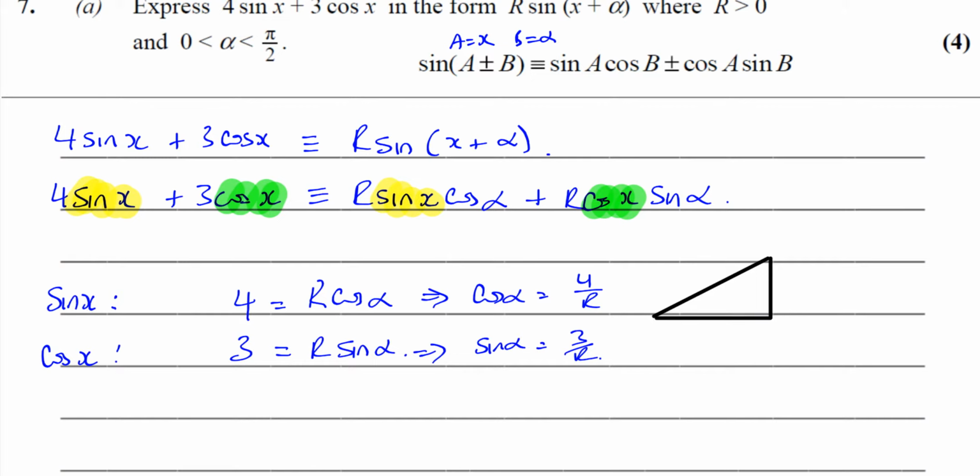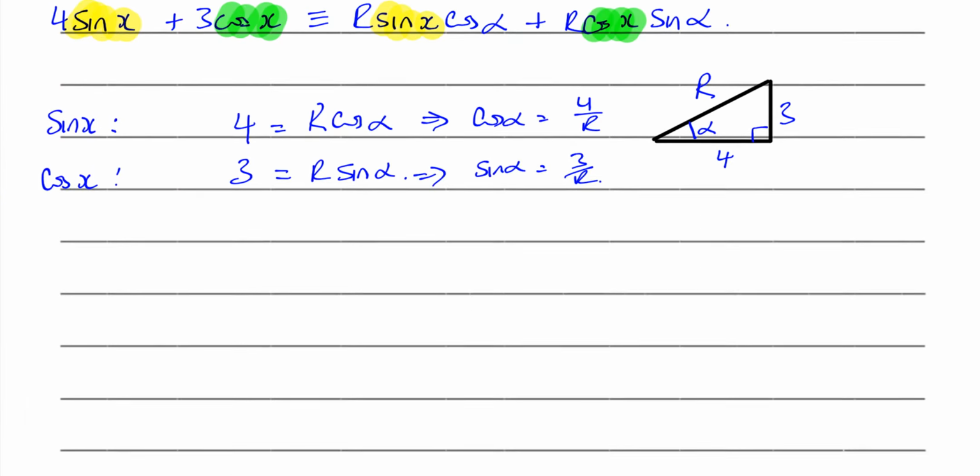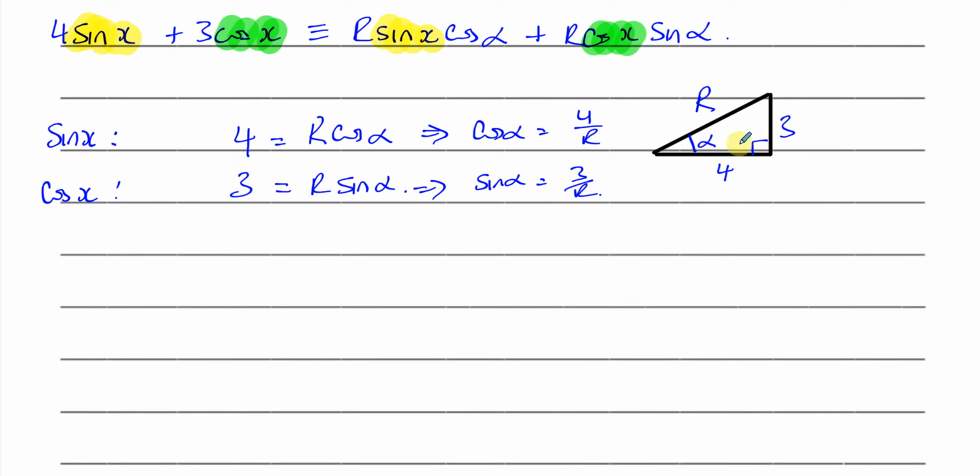So you have an angle alpha here, and cosine alpha is 4 over r, so this is the adjacent and this is the hypotenuse, and sine alpha is 3 over r, that's the opposite and that's the hypotenuse. So we can see very clearly that r is the hypotenuse of this right angle triangle, where you've got 3 and 4 as the two shorter sides. So we can see that r is equal to 5 by Pythagoras. If you want to just show your steps, r equals the square root of 3 squared plus 4 squared, which is 5. So I know that r is equal to 5.